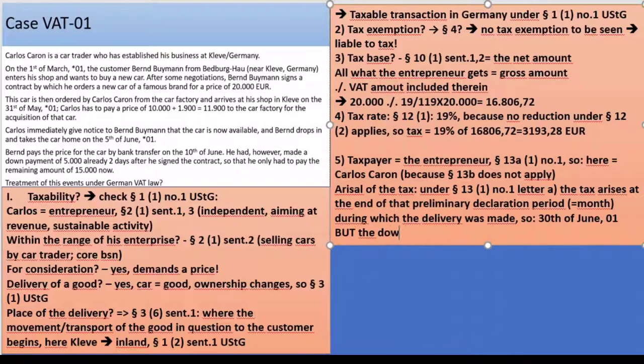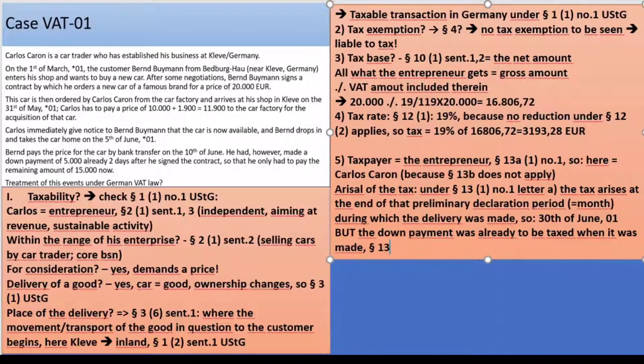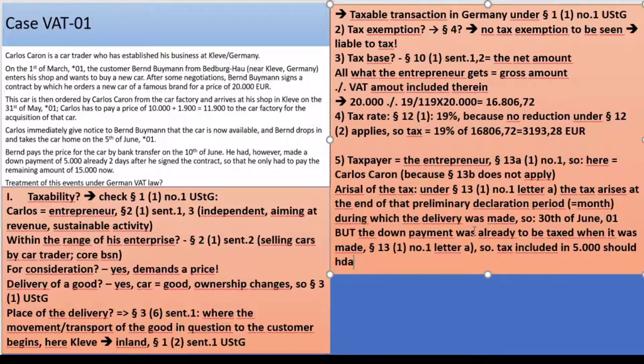But then the down payment was already to be taxed when it was made. Paragraph 13.1, number 1, letter a. Again, I believe it's sentence 4. We should look it up in a calm and quiet minute. So, tax included in 5,000 should have been paid already in, when was the contract made? The 1st of March. So payment was also made in March.